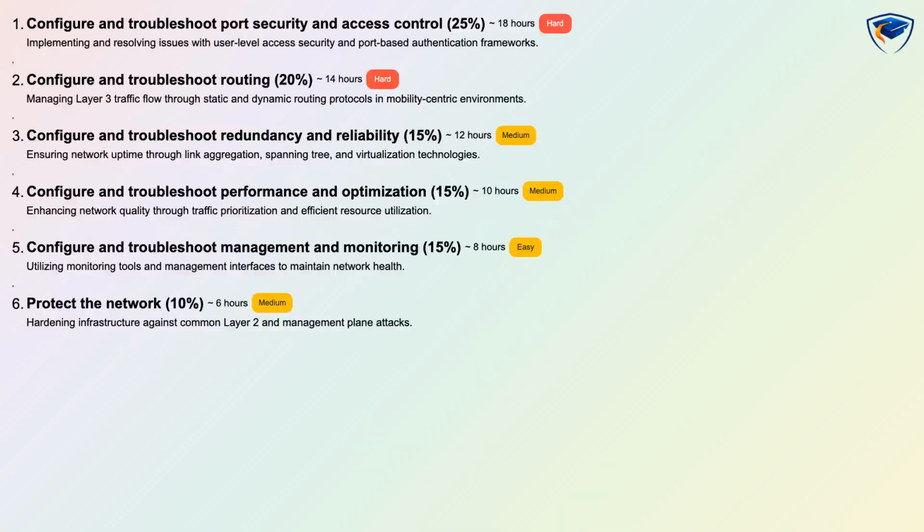This exam covers 6 domains with clear weightings and expectations. Configure and troubleshoot port security and access control is 25%. Configure and troubleshoot routing is 20%. Configure and troubleshoot redundancy and reliability is 15%. Configure and troubleshoot performance and optimization is 15%. Configure and troubleshoot management and monitoring is 15%. And protect the network is 10%.